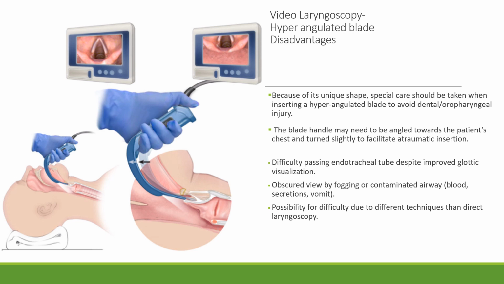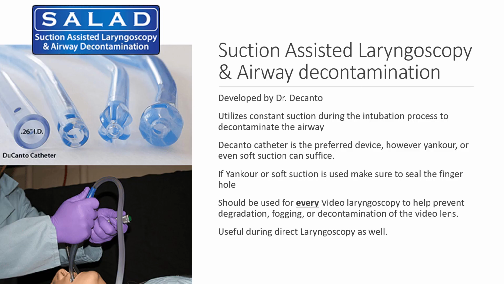Another issue is you might have difficulty passing the tracheal tube despite improved glottic visualization. We talked about that. If you have a better placement further back and you're having a hard time getting it in, almost every time just move the entire blade back the way you went in, and most of the time it's going to get you a better view. All the things we talked about.